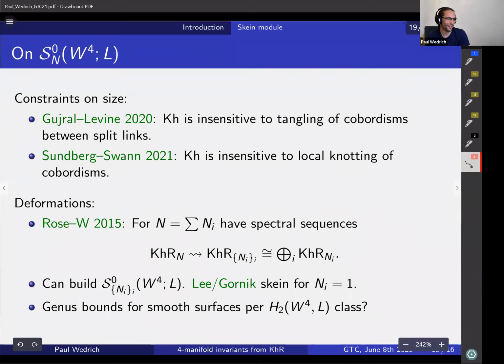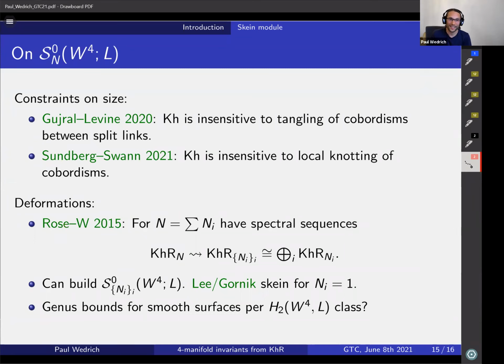Okay, and then now let's maybe think a bit about how this relates to four manifold topology. There were recently some results that you could interpret as restricting the size of these skein modules. Goodrow and Levine showed last year that Khovanov homology is insensitive to the tangling of cobordisms between split links. So if you have a link cobordism that consists of a number of components, and the components map from a link that is manifestly split to a link that is manifestly split, then you can compute the linear map induced by just computing them on the individual components and ignoring that they're tangled.